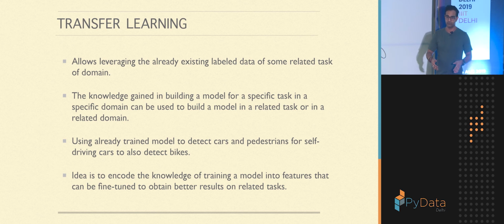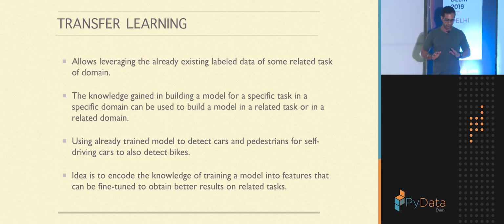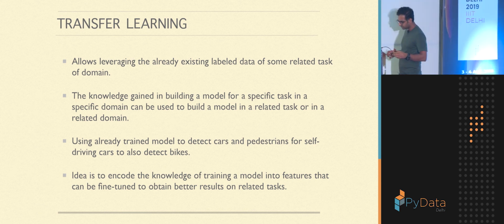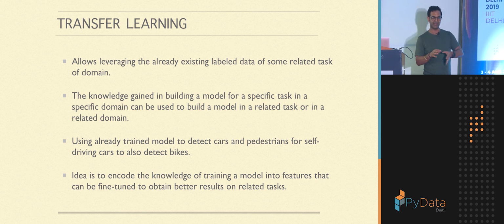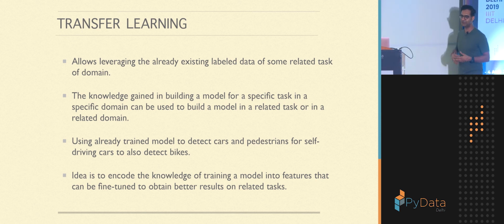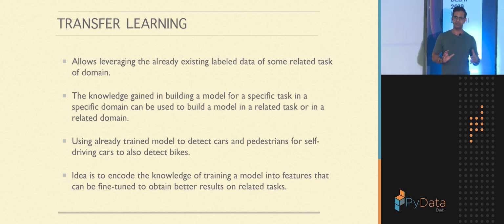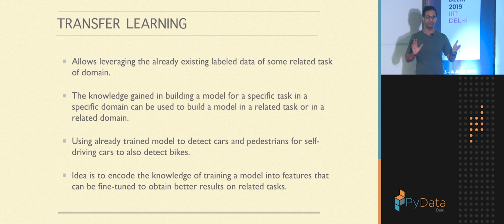Of course, there is a lot of work on going across domains, like using a convolutional neural network trained on ImageNet for medical data. There has been some work, but I will not talk about that. As I was saying, when we train a machine learning algorithm on some data, it is learning some patterns. So the idea is to encode this knowledge, these patterns, in some features, and those features can be used in another task, or another domain, also.